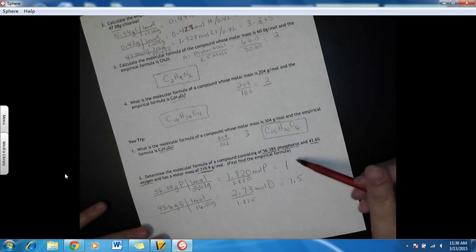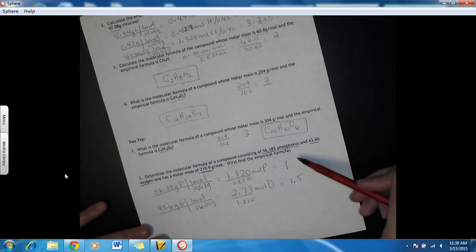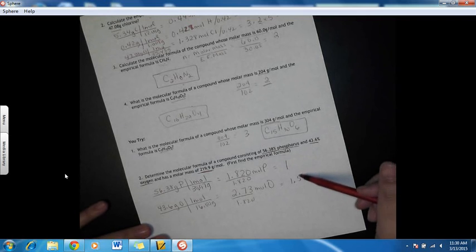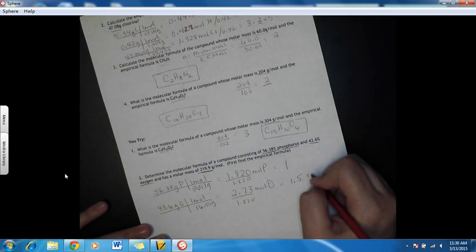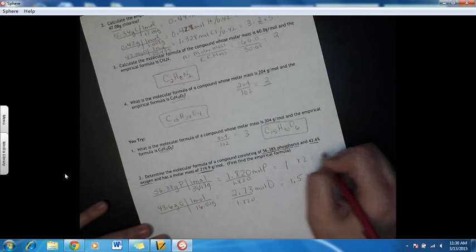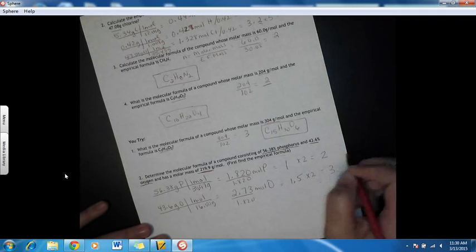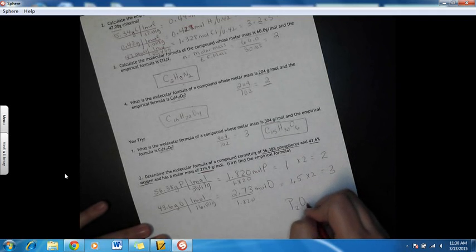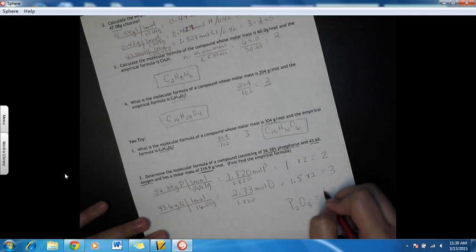Again, then we have to multiply till whole. It's our last phrase of our poem. So how do we make this a whole? We multiply by 2. And so we would get 2 phosphorus and 3 oxygen. So P2O3 would be our empirical formula.